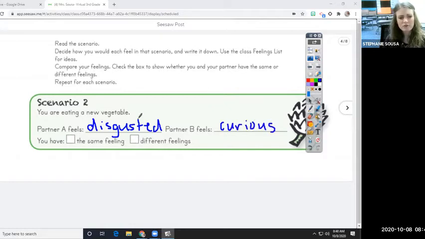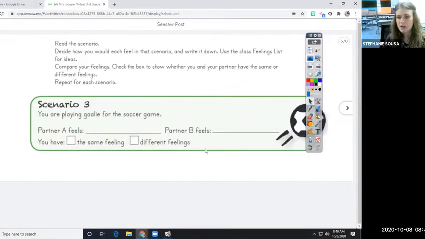So I write down Josh's feelings because he's partner A. I write down my feelings because I'm partner B. Josh, you would feel disgusted. I would feel curious. Do we have the same feeling or different feelings? Different. We do. Same situation, different feelings. So Josh and I would keep doing that until we got through all of our scenarios.